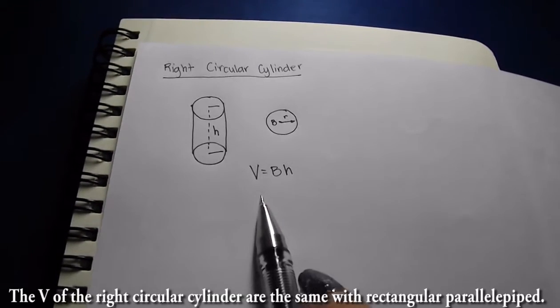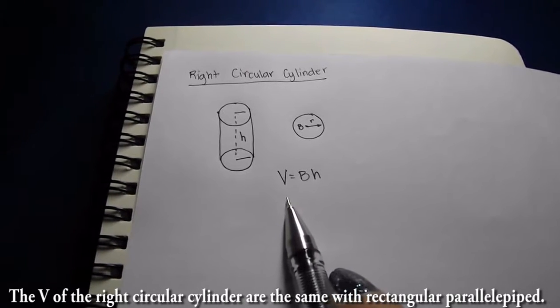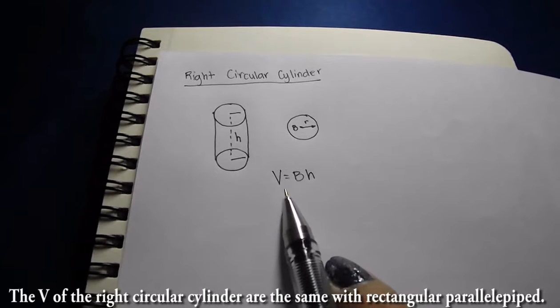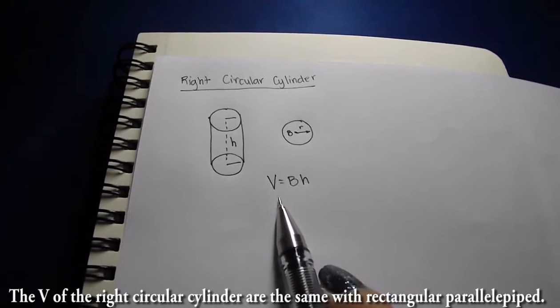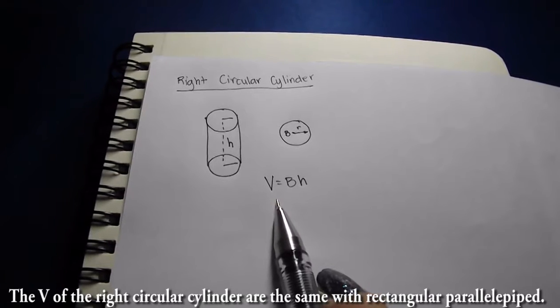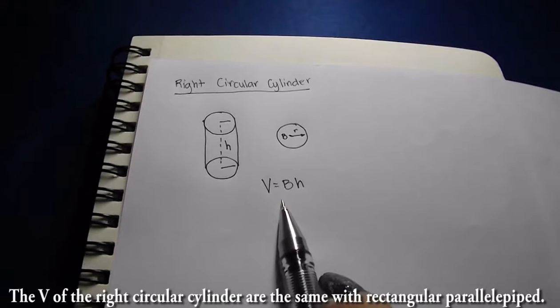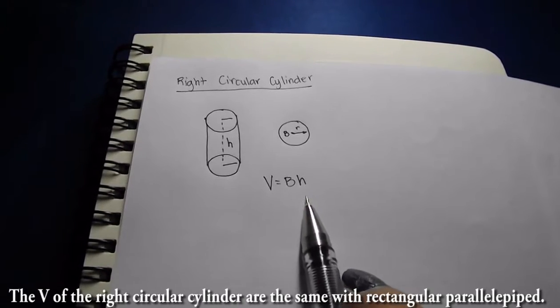So, the formula of the volume of right circular cylinders is the same as the formula of the rectangular parallelepiped, which is volume is equal to base times height.